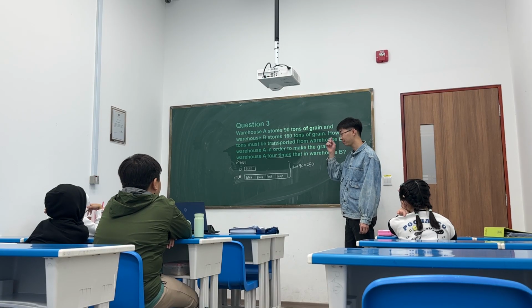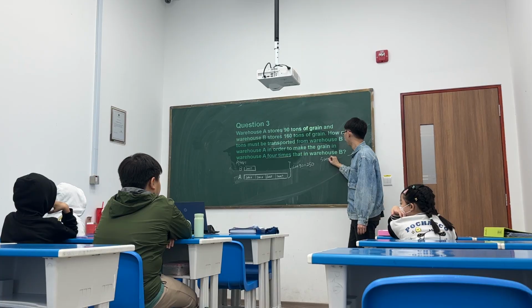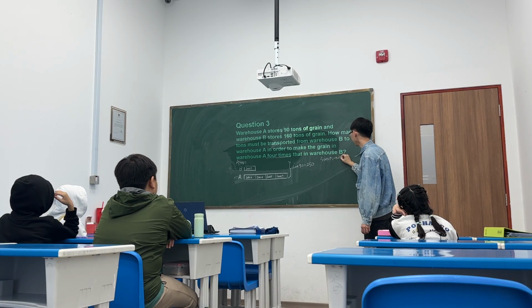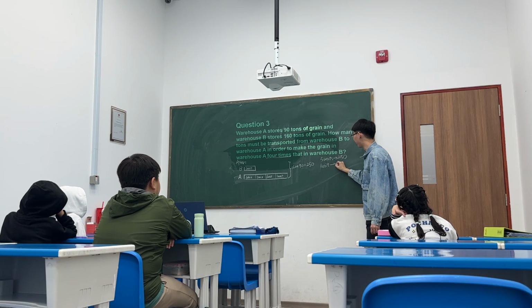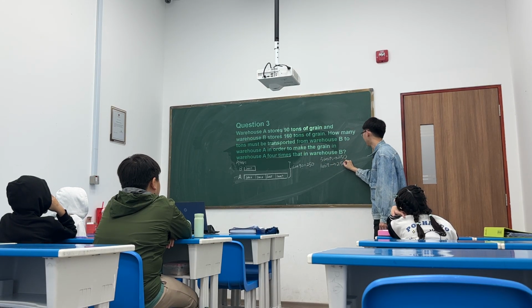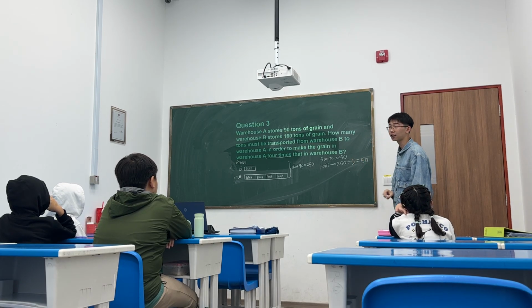So 5 units is 250. So 1 unit is 250 divided by 5. Excellent. Just divide it by 5. This will give us 50 tons.